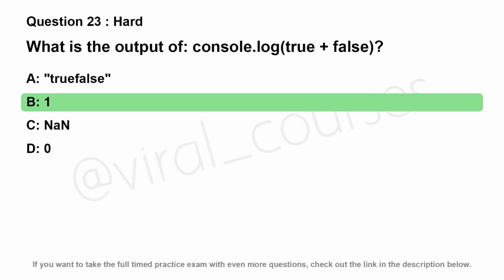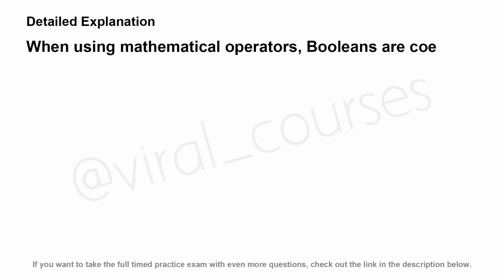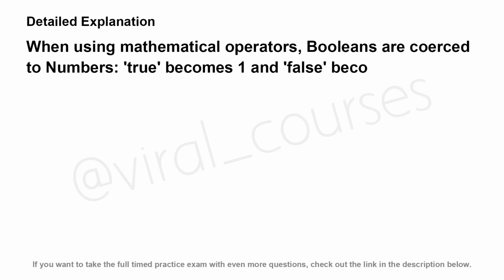The correct answer is B. When using mathematical operators, booleans are coerced to numbers. True becomes 1 and false becomes 0. Therefore, 1 plus 0 equals 1.